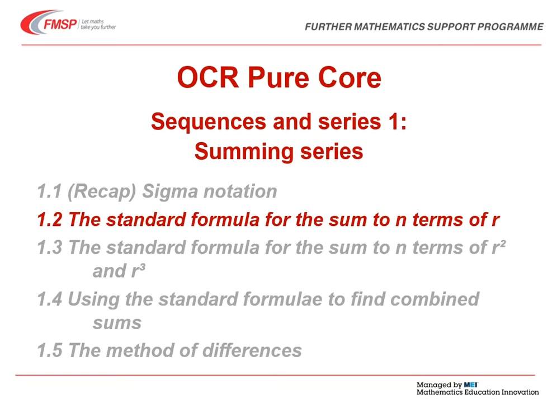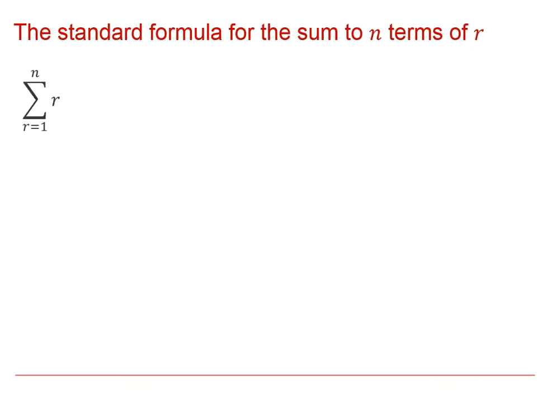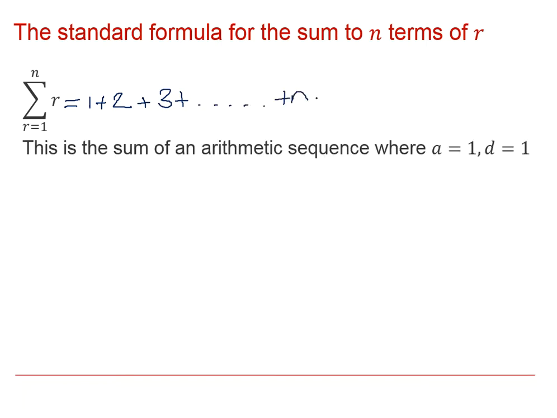This is Sequence and Series 1, Summing Series, video 1.2, the standard formula for the sum to n terms of r. So you can see here we have a summation similar to the ones we were looking at in the previous video. And in this one we want to sum from 1 to n of r. So that will be 1, when r is 2 it's 2, plus 3, all the way up to plus n.